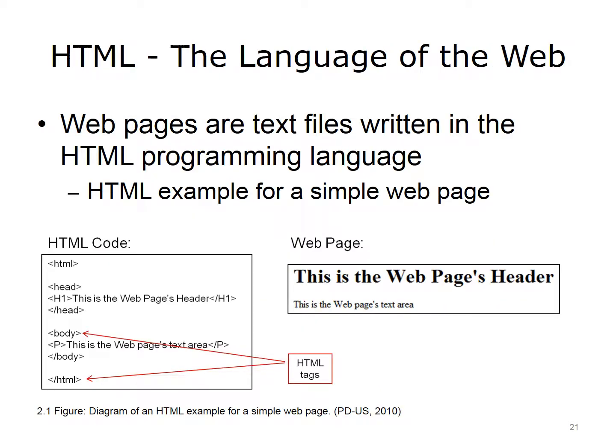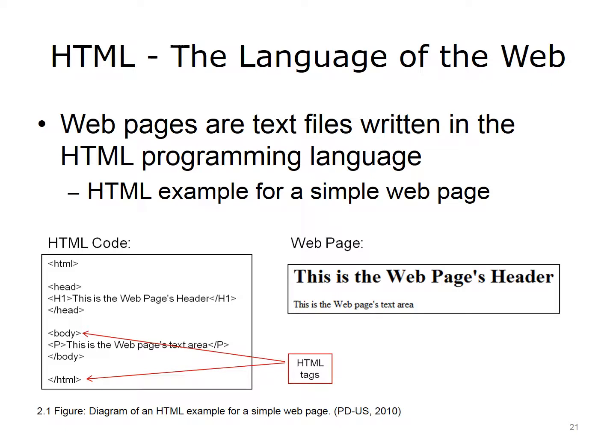The previous slide pointed out that the web server sends HTML coding back to the browser, which translates that HTML coding for display on the user's monitor. Therefore, HTML is the language of the web. Web pages are text files written in the HTML programming language. An example of HTML is shown in the figure on the left side of this slide. Notice the HTML tags enclosed in brackets. This code outputs the web page shown on the right side of the slide.